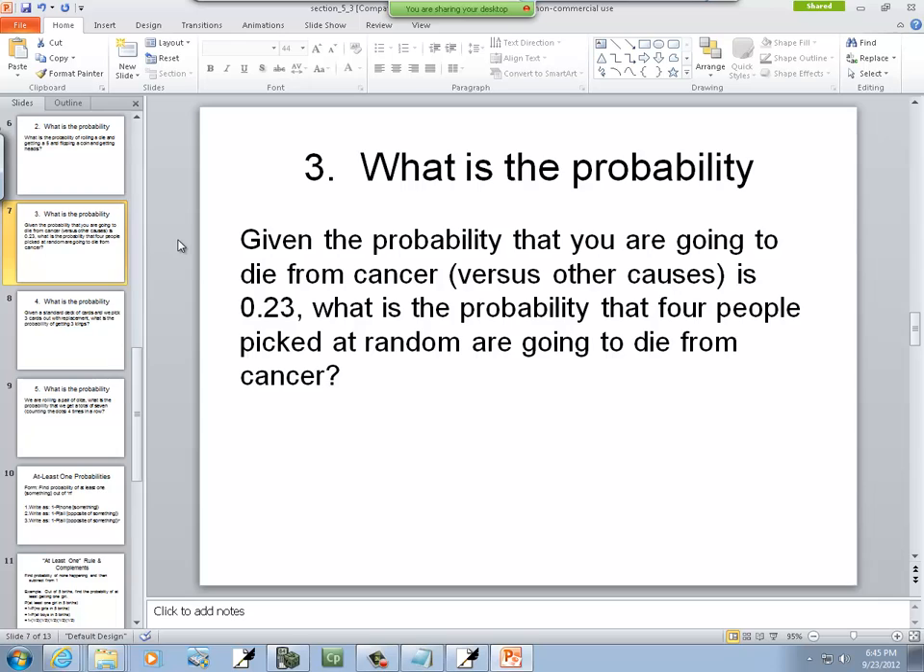Okay, our third one. Given the probability you're going to die from cancer versus other causes is 0.23. I actually looked this up on, I think it was, the CDC's website, and it is 23%. What is the probability that 4 people picked at random are going to die from cancer? You'd be surprised, the one that's largest is heart disease.